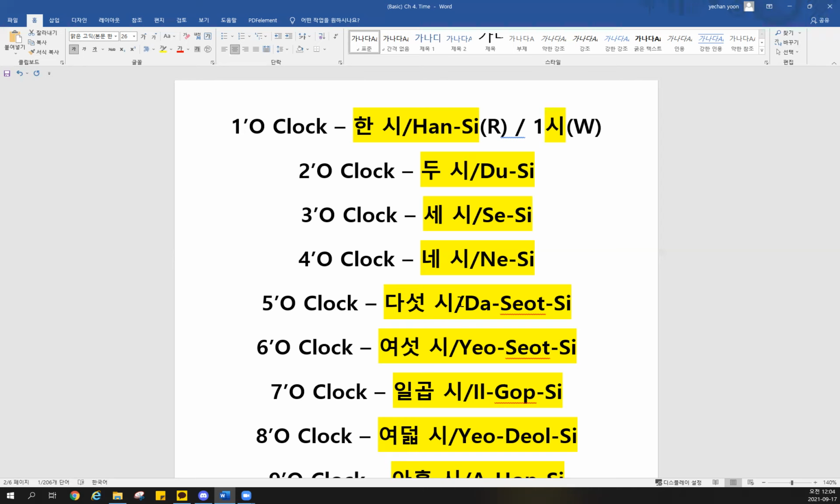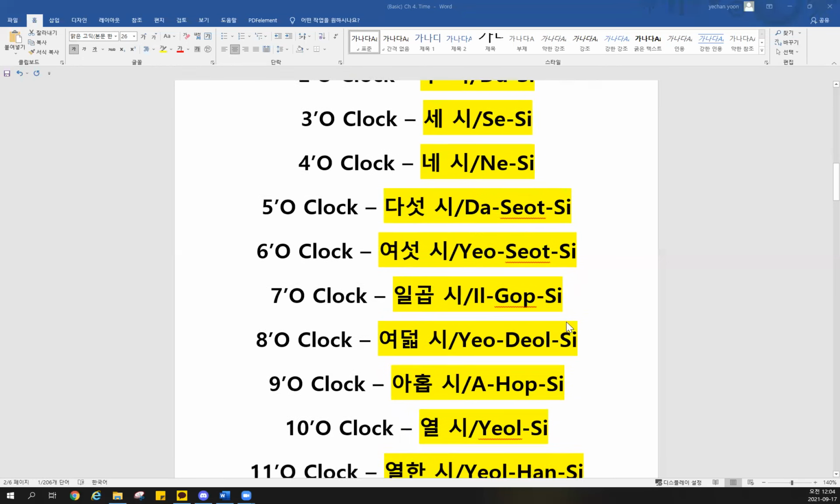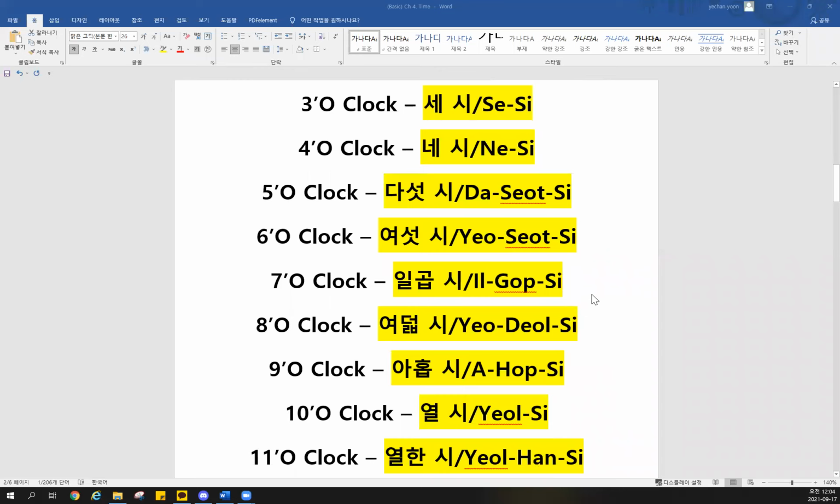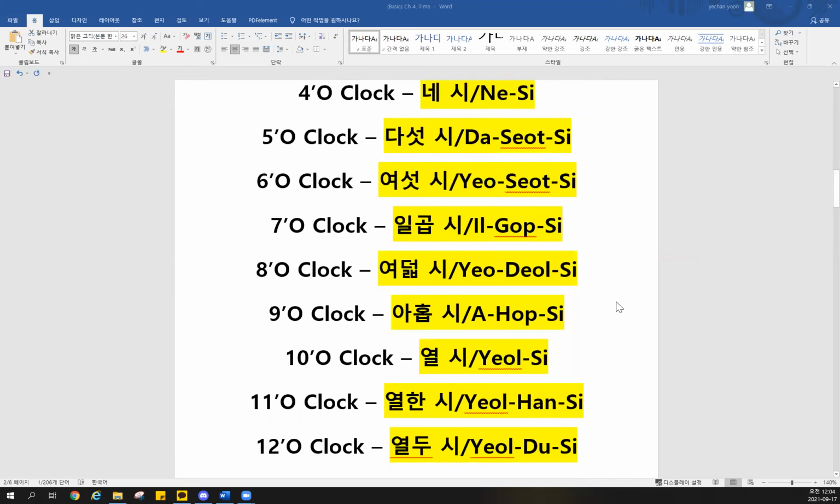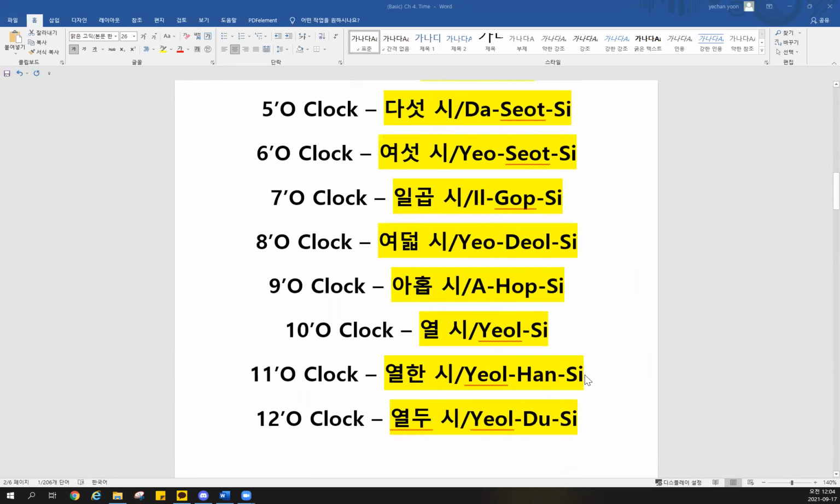5 o'clock 5시. 6 o'clock 6시. 7 o'clock 7시. 8 o'clock 8시. 9 o'clock 9시. 10 o'clock 10시. 11 o'clock 11시. Using some changing forms. Then what's gonna be? 11시.